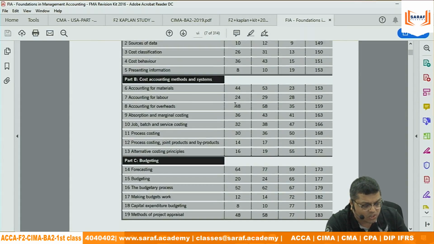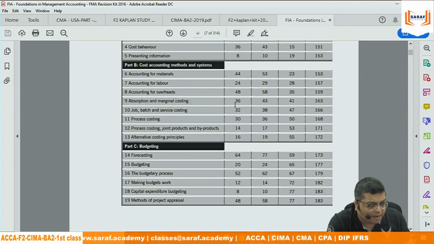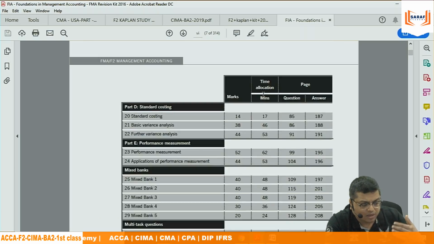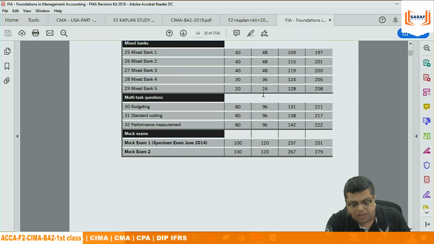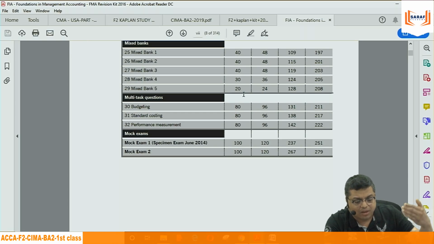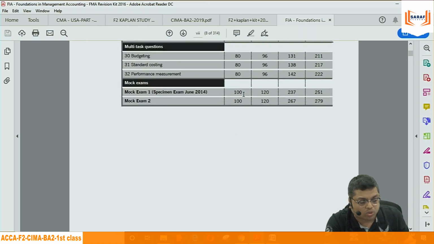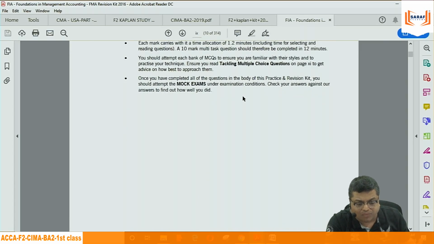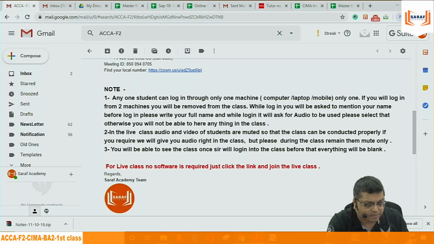So we have questions from BPP also. In BPP, you can see the topic wise questions, marks 20, time allocation, and different levels of questions given. Maybe those lengthy questions are not going to come in the exam. But for our understanding, for some chapters, we will be doing some lengthy questions also, which are not exactly relevant for the exam, but which are required for understanding the concept.